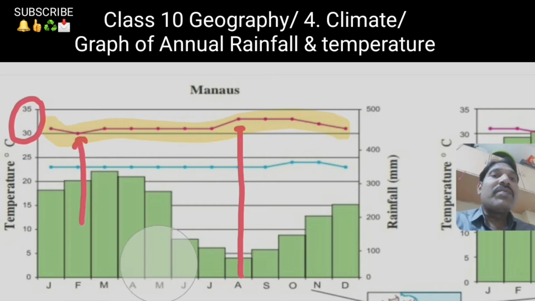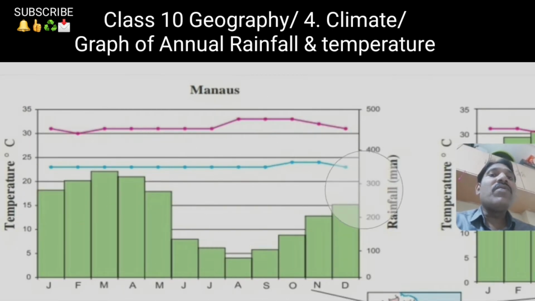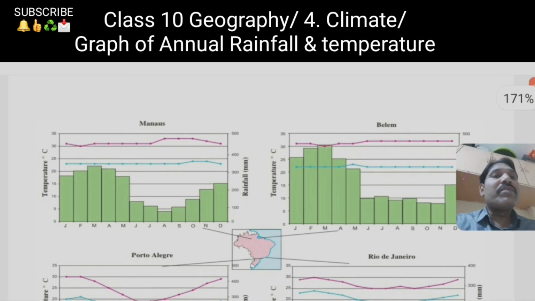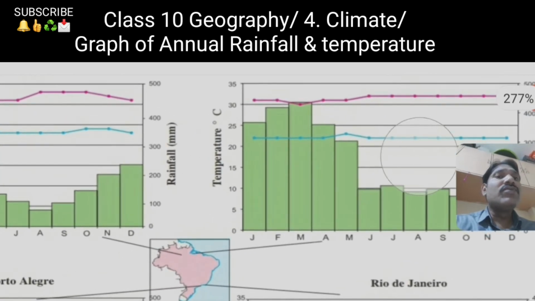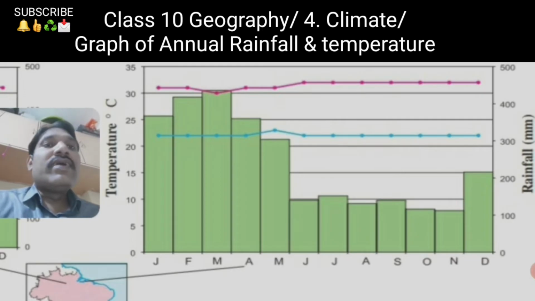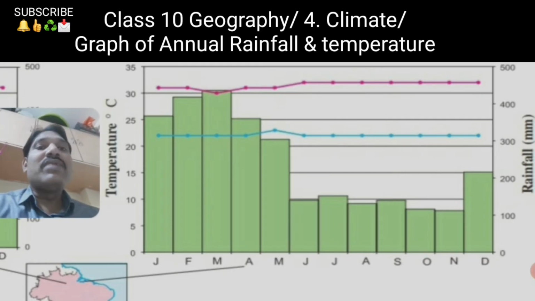Have you understood about Manaus city now? The maximum rainfall, the minimum rainfall, the maximum temperature and the minimum temperature. The same we are going to study about Belém city now. Yes students, this is the city of Belém. Now let's try to understand the rainfall and the temperature of Belém city.